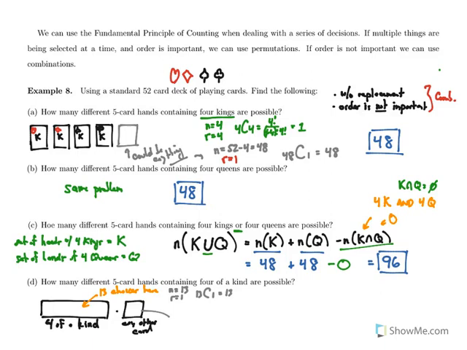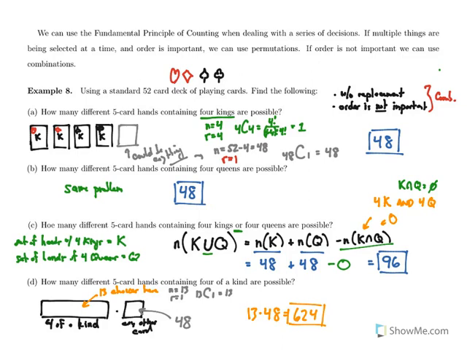Then, how many other cards do we have? As we've seen before, that's going to be 48. So total, there are 13 times 48 different 5-card hands with 4 of a kind, which is 624.